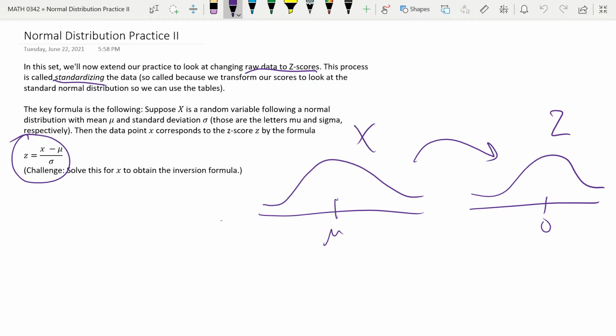We will use this to get from x scores to z scores so that we can use the z-table, because without it, we would need uncountably many normal distribution tables. We only want to use one table, the z-table, and that's why we have this transformation. As a challenge, I encourage you to solve this formula for x. This is the so-called inversion formula that allows us to go from z-scores back into x. Let's get started with a few key examples.